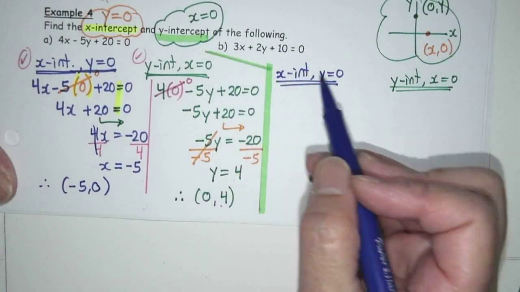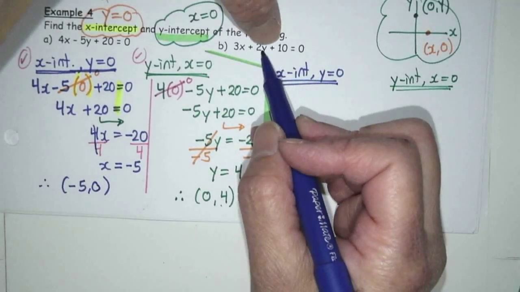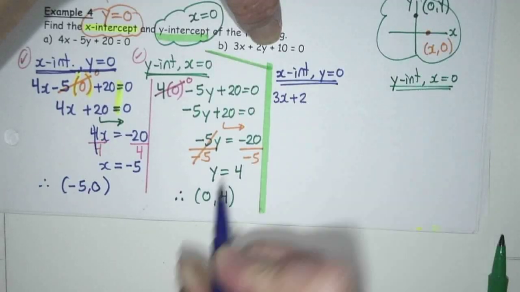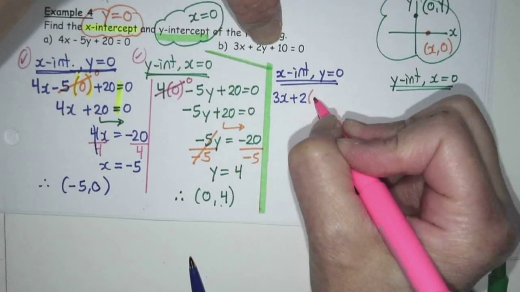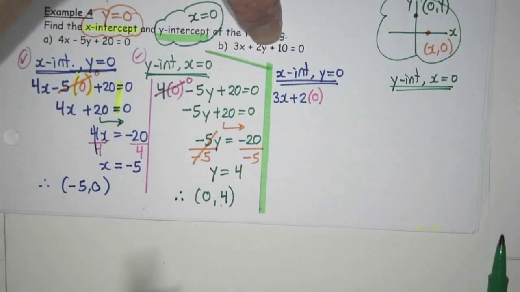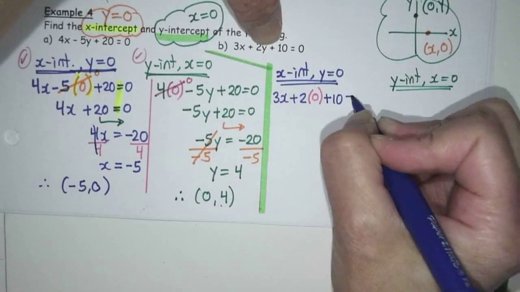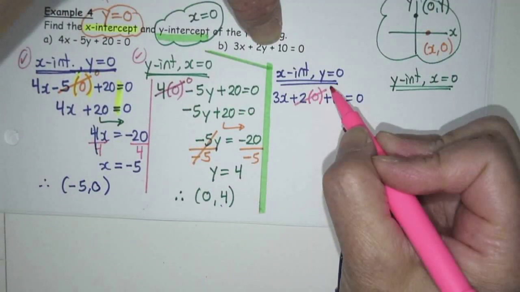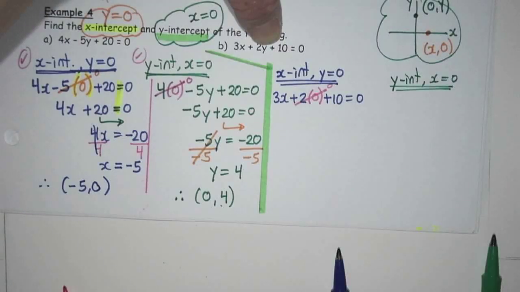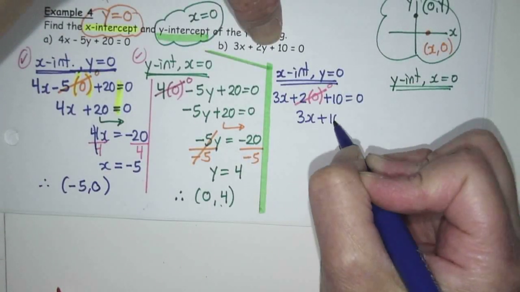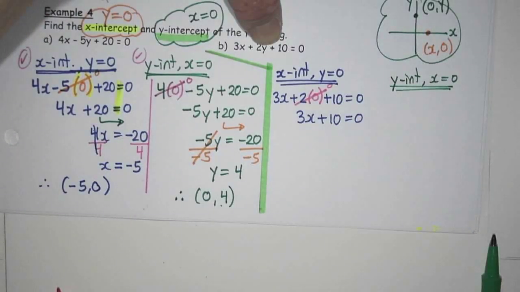So I go to this equation. Wherever I see y, I'm going to substitute in 0. So 3x plus 2, you don't have to use a color, but I'm going to show you what I'm doing, 0. So wherever I see y, I'm subbing in 0. Plus 10 equals 0. 0 times anything will be 0, so that's gone. You can put 0 there, or you can just cross it off. Rewrite what's left over, like that. So I wrote it without that middle part.